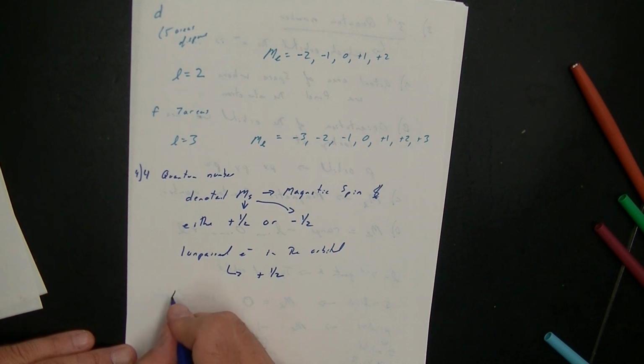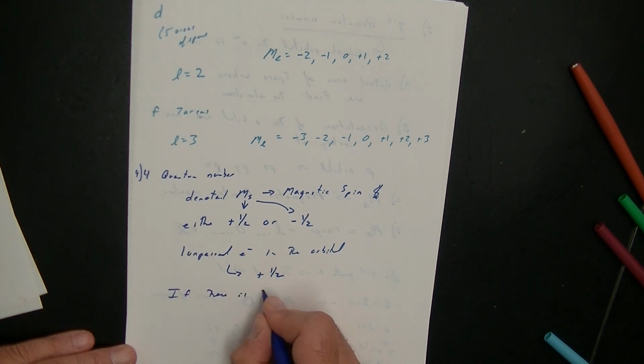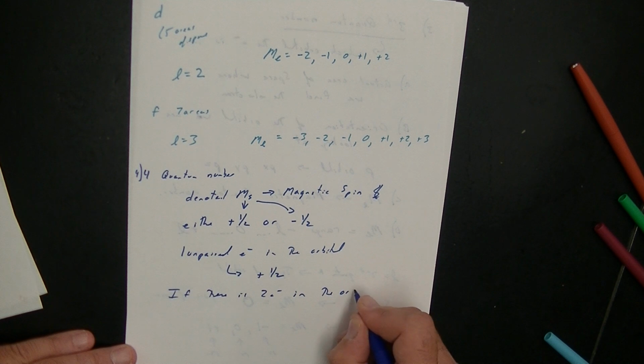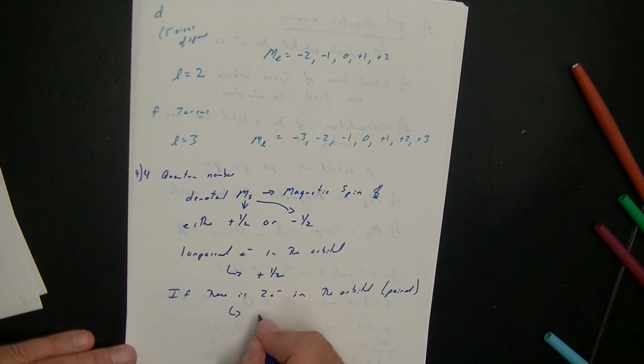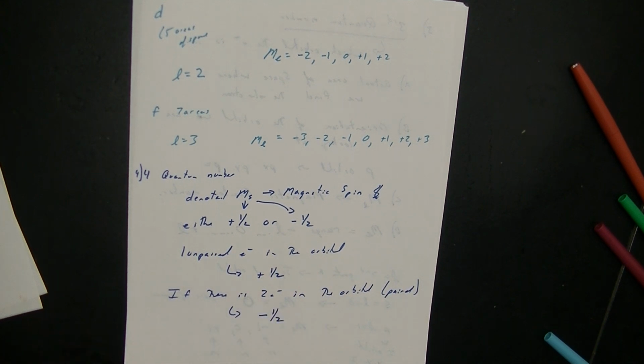If there are 2 electrons in the orbital, or they're paired, it's going to be -1/2. Now let me show you what I mean, because it's pretty simple.